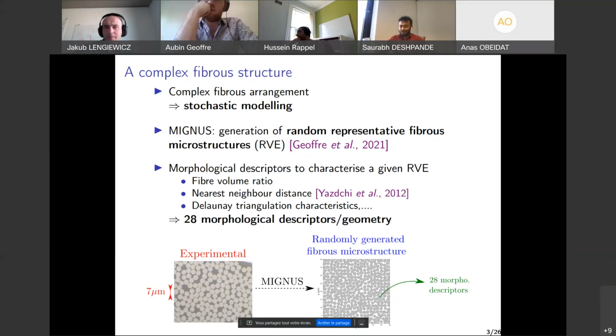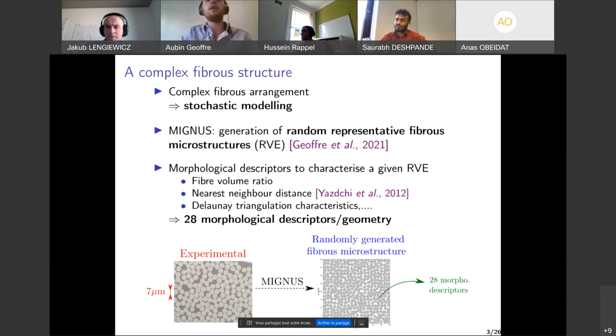Yeah, if there is time, I would like to ask a question. Is there time, Aubin, for one short question? Yes. Okay, I have one question to Aubin and one to Hussein. To Aubin, I just wanted to ask, what's your exact regression problem there? You are doing regression from these 28 parameters to just the permeability, or is there something more than that?